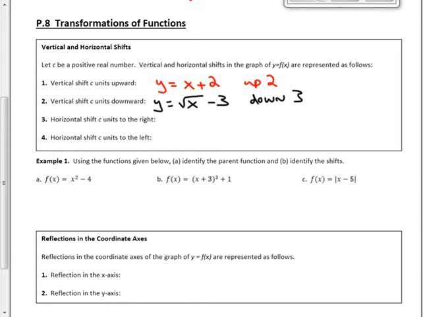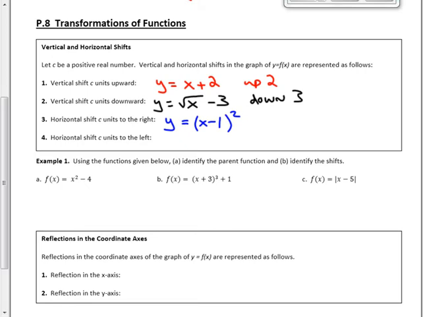If I want to do a horizontal shift, let's take our parent function of y equals x squared. If I want to shift this to the right, I have to change this a little bit. It's still going to be an x squared, there's my parent function still, but I'm going to shift it to the right, so let's move it right 1. And I'm going to subtract 1 on the inside.